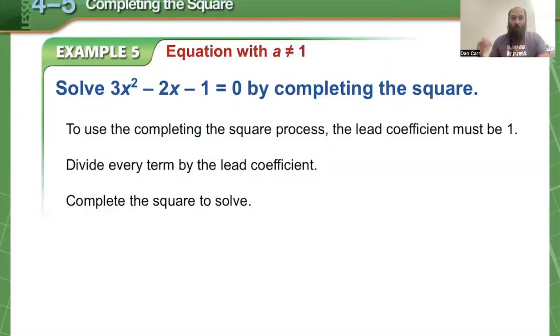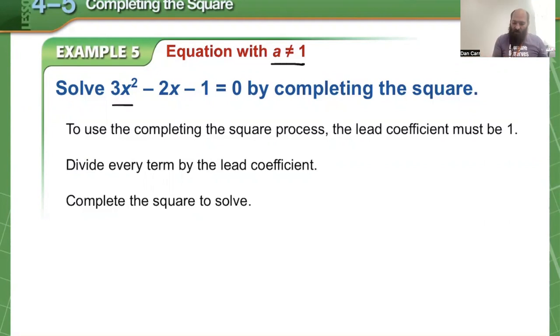Today we're going to continue with 4-5, completing the square, but now we're going to be looking at what happens when that a value is not equal to 0. It's going to still be the same process overall, but we have a couple little things to fix for that.